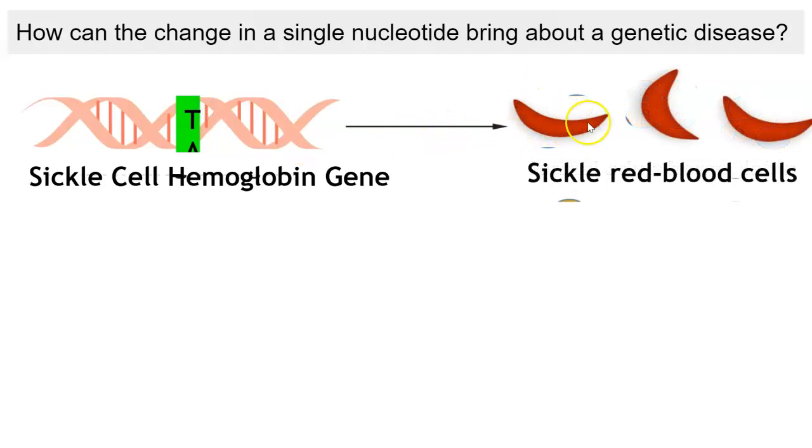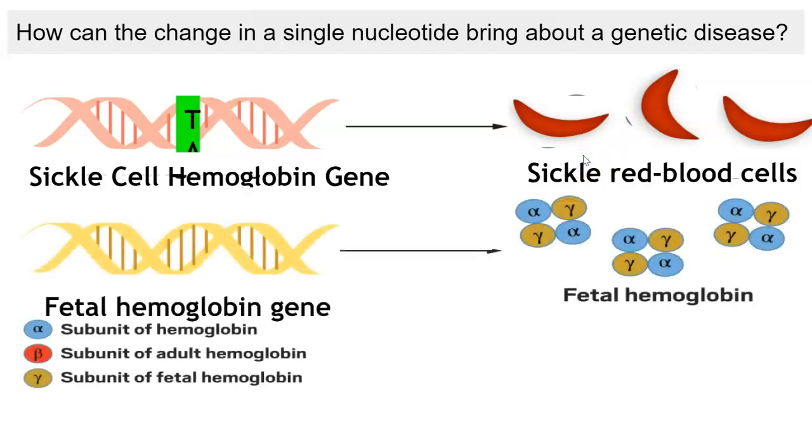and that isn't good. These cells are not the right shape, they don't bounce through the bloodstream properly, they hook onto each other, they gum up the works, and you end up with poor oxygen delivery, you end up with pain that we talked about with Omar. But there's this other thing called fetal hemoglobin.